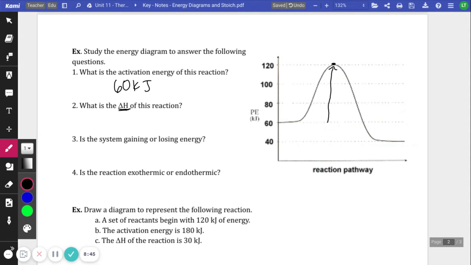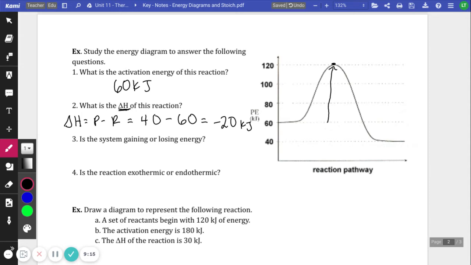Next question says, what is the delta H of this reaction? Remember that delta H is equal to the energy of our products minus the energy of our reactants. In this case, the energy of our products is 40 from our graph, minus the energy of our reactants, which is 60. That gives us a delta H of negative 20 kilojoules. So since it's negative, our delta H is negative.